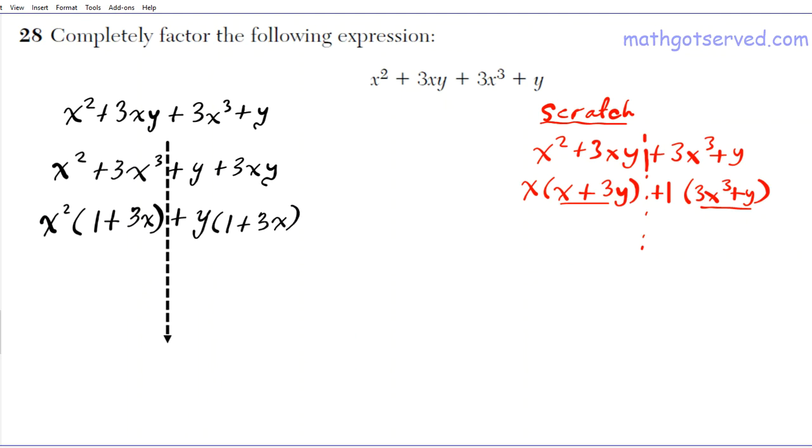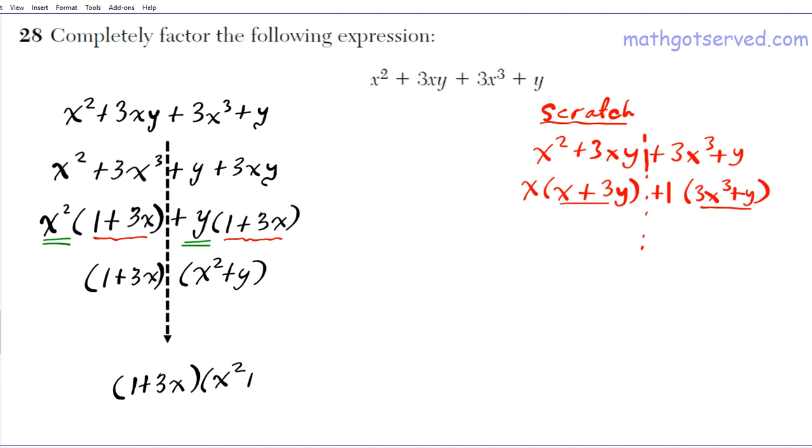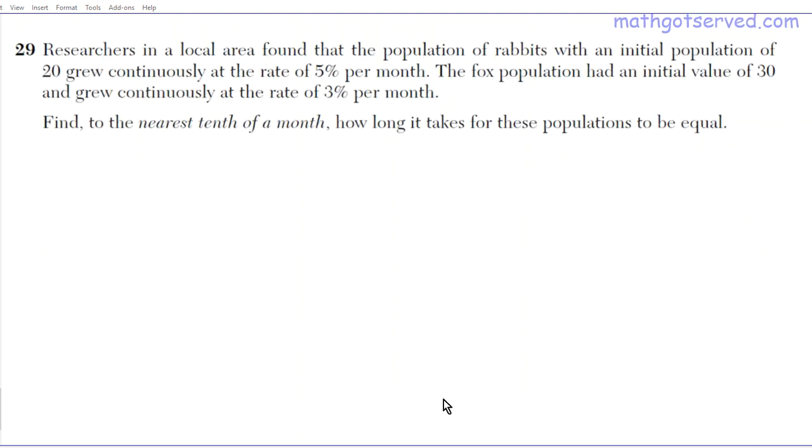This is nice because you notice the quantities in the parentheses are identical. Just by moving terms around, you see what we have been able to accomplish? So since these two quantities are identical, we can factor out 1 plus 3x. And then we have x squared plus y on the outside, grouped into their own parentheses. So the final answer for this problem is 1 plus 3x times x squared plus y. Okay? So that's that.